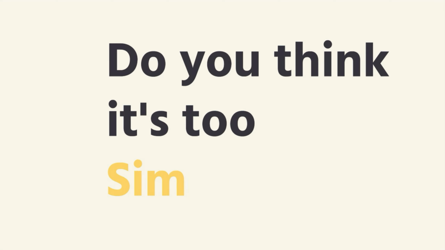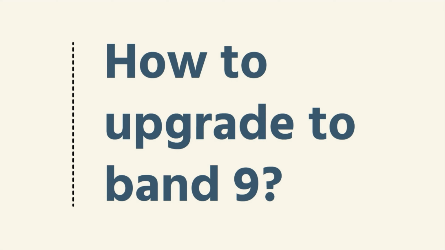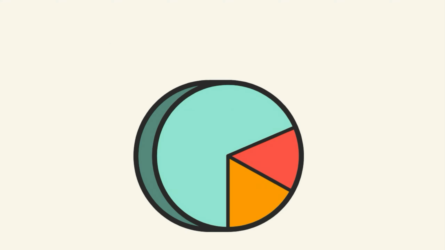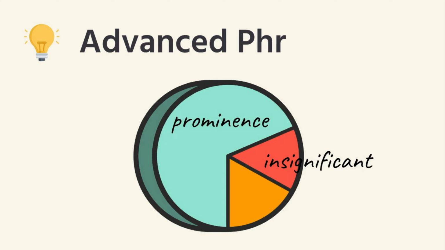Do you think it's too simple? How to upgrade the sentence structure to Band 9? Easy. For percentages that are relatively high and low, we can use terms to highlight their prominence and insignificance. So here is my advanced phrases tip.